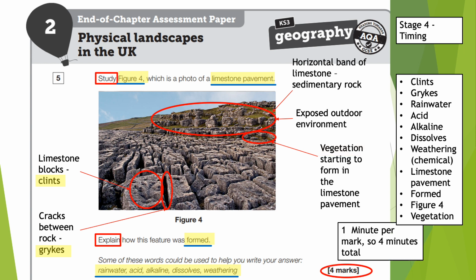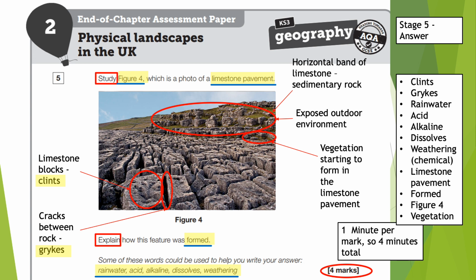Stage 4 of answering this question is a simple one. It's the timing. We look at this question and can see that it is worth 4 marks. Generally speaking, in geography exams, you will have approximately 1 minute per mark. So for this question, you should spend 4 minutes answering it.